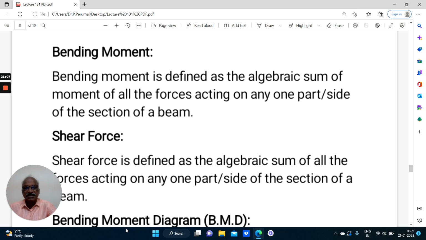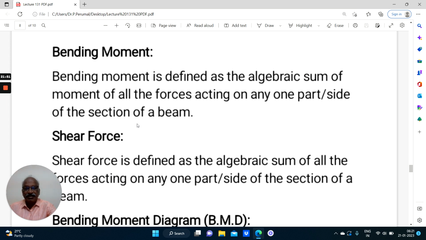Now, we know that the algebraic sum of all the moments about any section is equal to 0. But that is when you consider the moment of the forces acting on the left as well as on the right; we know sigma M equal to 0. So, when you want to find out the bending moment, consider the forces either to the left of the cut section or to the right of the cut section. Right? So, it's defined as the algebraic sum of moment of all the forces acting on any one part or one side of the section of the beam.